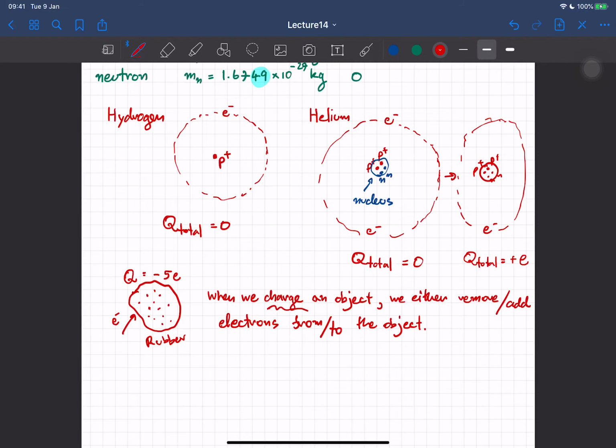And how many do we need? Well, we need 5 of them, right? So someone put 5 extra electrons into the object. Where these electrons come from, we don't know, but they probably come from somewhere, okay? So maybe you borrow from a different object, a different piece of rubber, which used to be electrically neutral, but now the total charge is positive 5e.